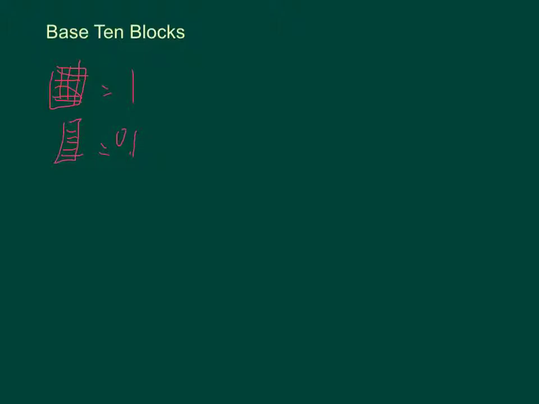And then the third block that we have in this set is a smaller little unit cube, and this represents 1/100th, or 0.01. The reason these things represent what they do is because if this is 1/100th, I need 100 of these cubes to make up one whole, because I know that if I was to count all of these cubes, there would be 100 there.